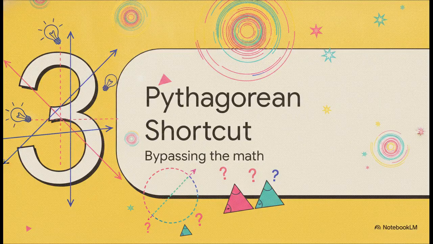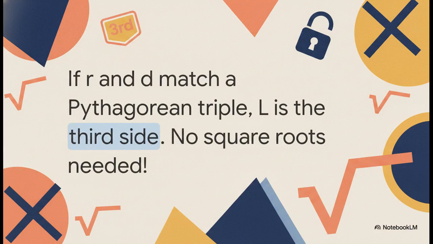Section 3. The Pythagorean triple shortcut. Bypassing the math. So here is the golden rule you really need to remember. If your radius r and your distance d match two sides of a known Pythagorean triple, you stop right there. No need to square anything, no need to subtract. The tangent length L is instantly that missing third side. Literally no square roots needed.